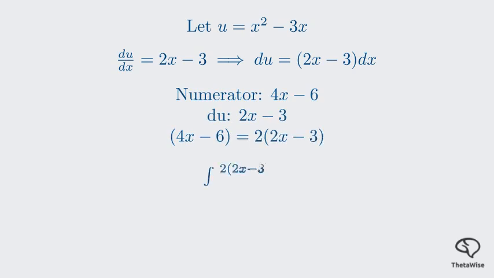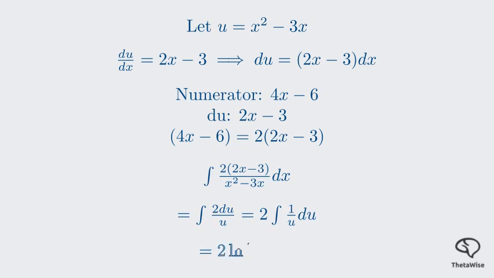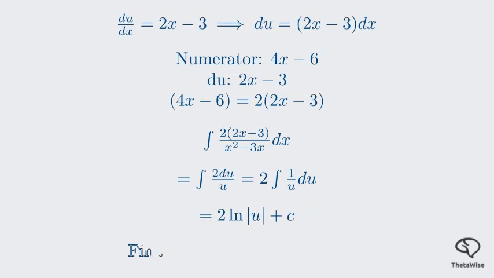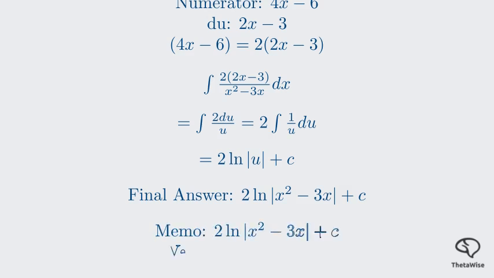We can rewrite the integral by factoring out a 2 from the numerator. Now we substitute u and du into the integral. The integral becomes 2 times the integral of du over u. This is one of the most fundamental integrals. The integral of 1 over u is the natural logarithm of the absolute value of u. So we have 2 times the natural log of the absolute value of u plus c. The final step is to substitute back the expression for u. Our final answer is 2 times the natural log of the absolute value of x squared minus 3x plus c. Let's check this with the memo. The answer matches. Verified using memo.